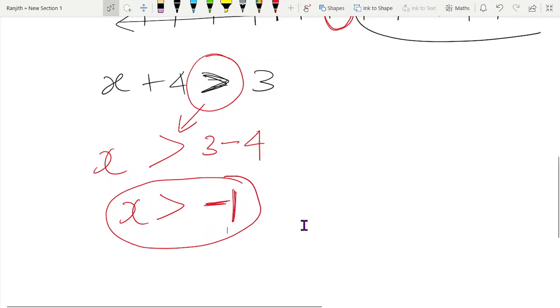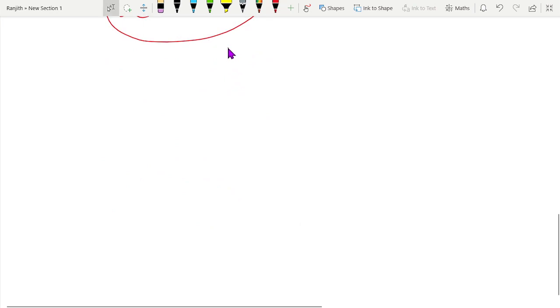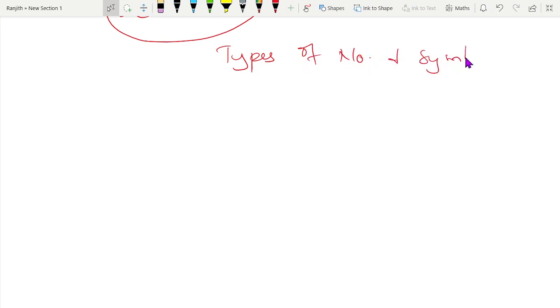Now I'll teach you all types of numbers and the symbols which we use. What are the types of numbers we have? The first one is whole number. The next one is natural number.